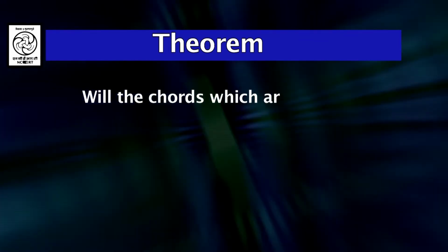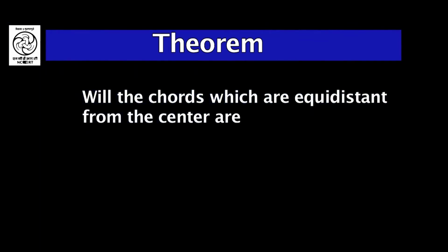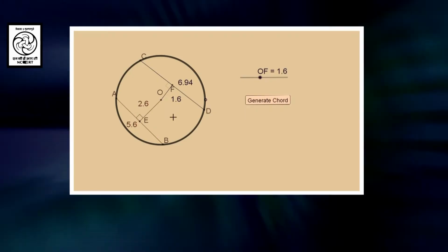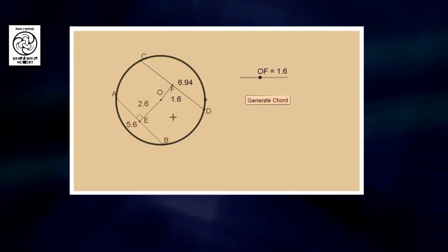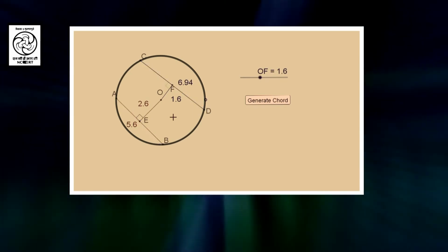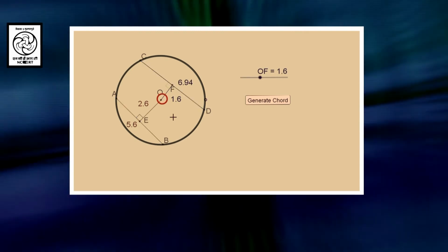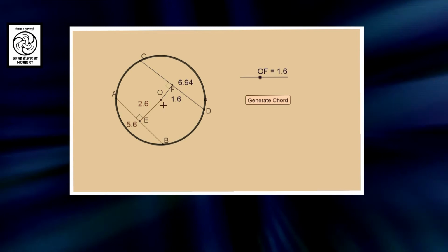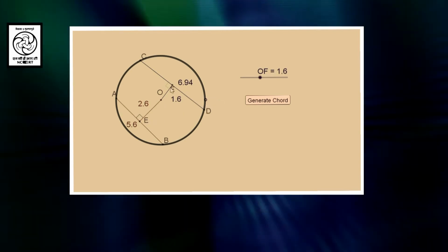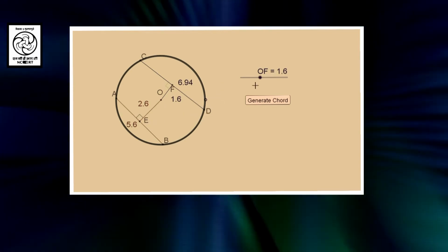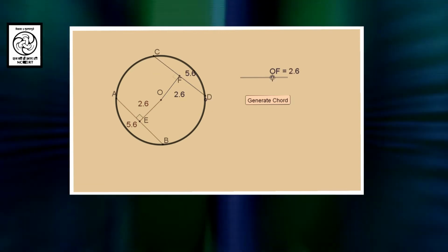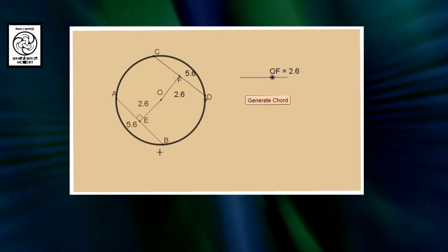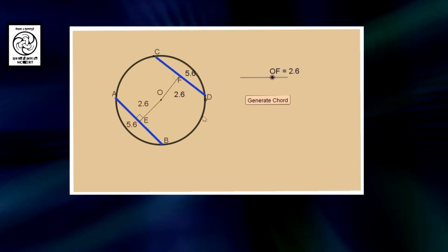Now, will the chords which are equidistant from the center be equal? Let us verify this fact also. So, here we have two chords AB and CD. The lengths are different and the distances from the center are also different. Let us try and make OF equal to OE, and let us see what happens to the chord CD. You can see that now the lengths of both OF and OE are 2.6. The chords AB and CD are also equal.